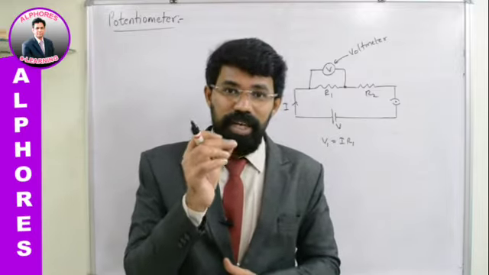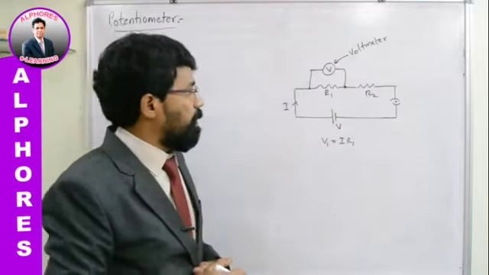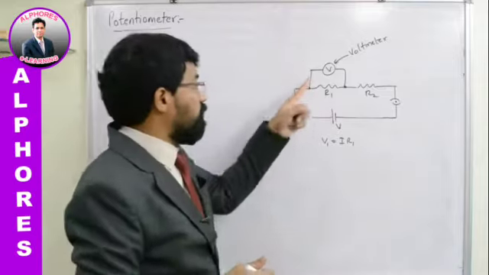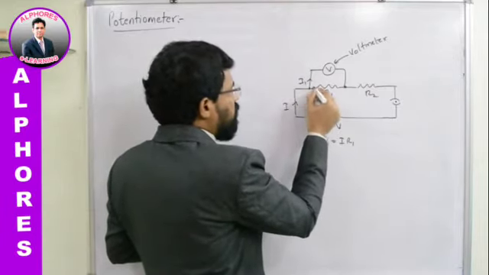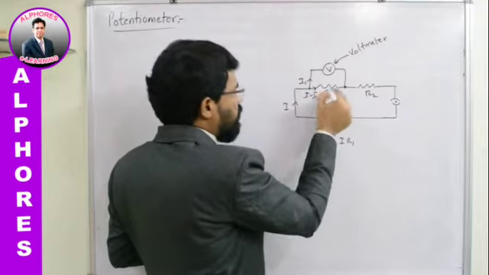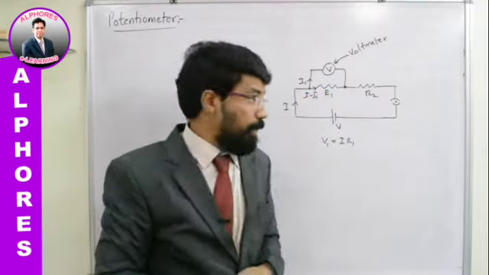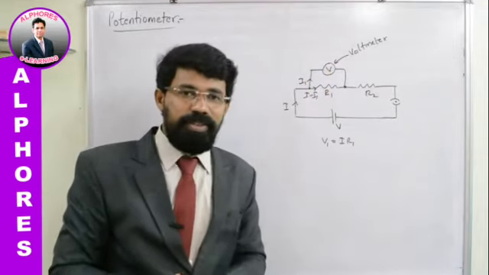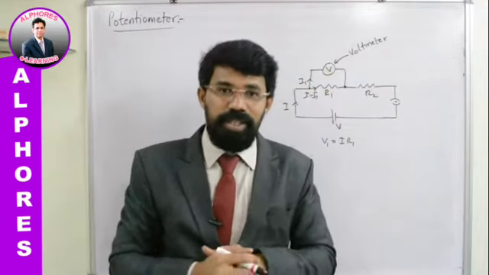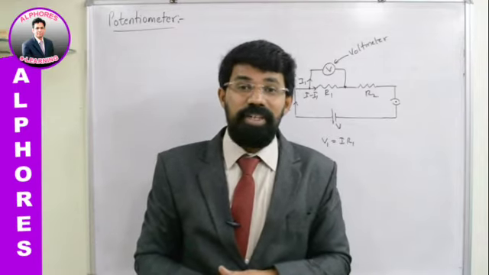There will be some error shown by the voltmeter. All this is happening because the voltmeter is drawing current. Let us say I1 is entering here and I minus I1 will enter here. So this voltmeter is drawing some current, and because of that only this problem is arising. Because of that, whatever reading is shown by the voltmeter is not accurate.